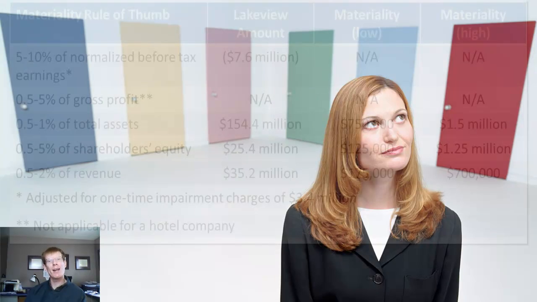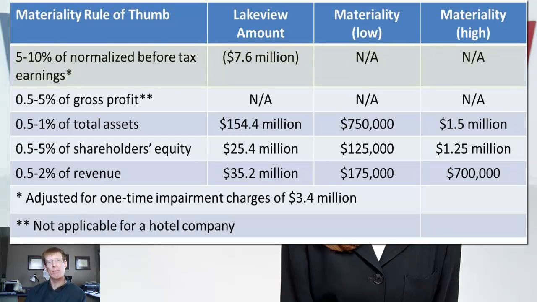Some rules of thumb are commonly applied to give the auditor a range of values to select from. You can use 5 to 10% of normalized net income before taxes for steady, profitable enterprises. You can use a half to 5% of gross profit. You may have to look to the balance sheet for a company that has a volatile income stream associated with it, so you may use a half to 1% of total assets. Or you may look at the shareholders' equity and use a half to 5% of shareholders' equity.